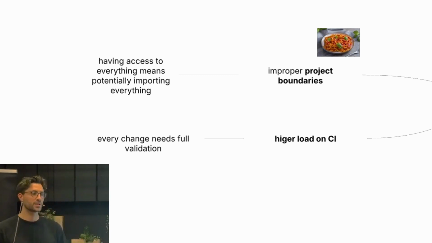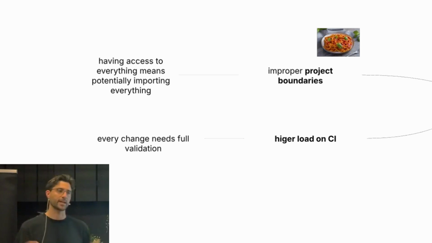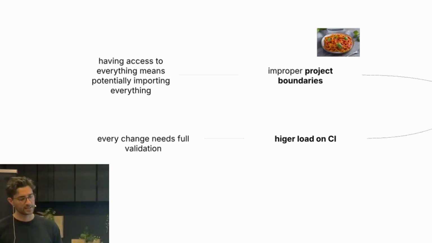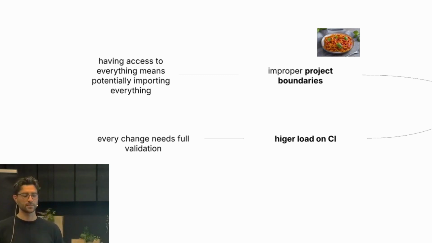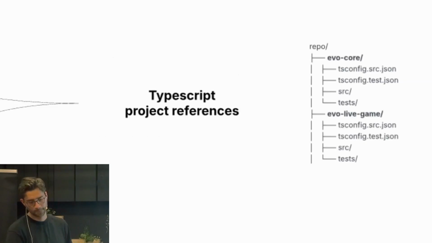Being in a single repository could mean that you can just import everything from anywhere, right? And that means that your boundaries might get very messy and unclear. That's the spaghetti picture. And also, when you merge something, it might just trigger validation of the whole repository because you don't really know what you need to revalidate. So that's going to mean a much higher load on your CI because now you're validating all the time.